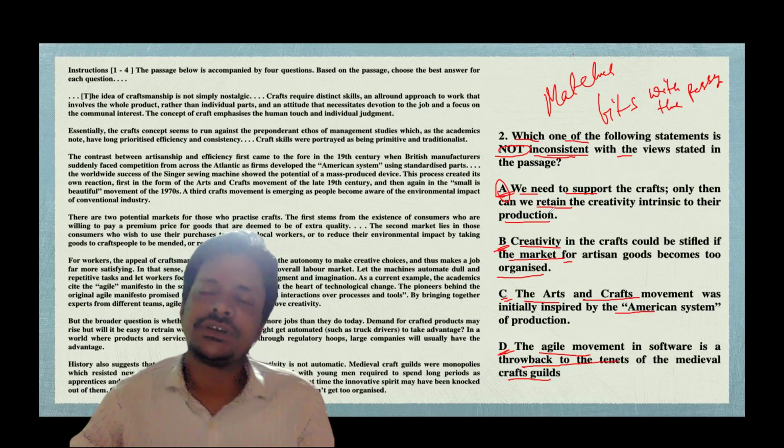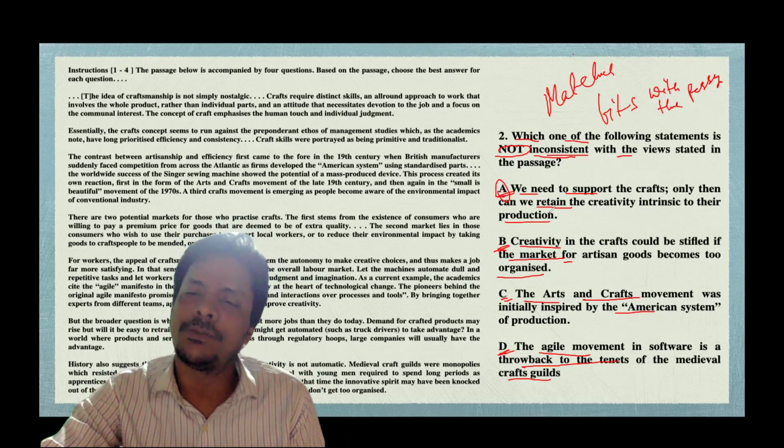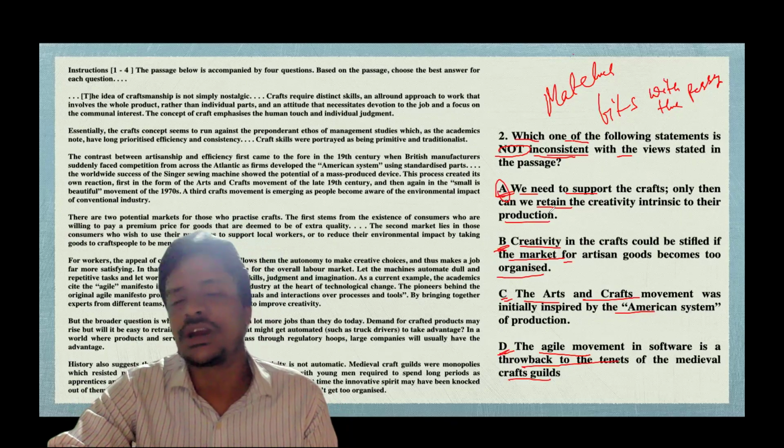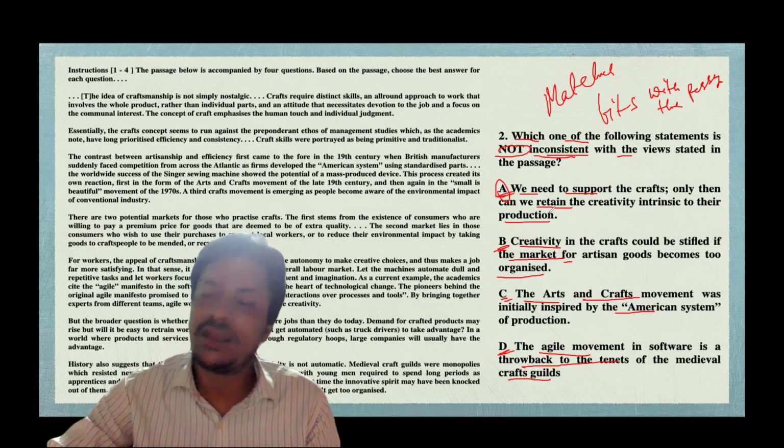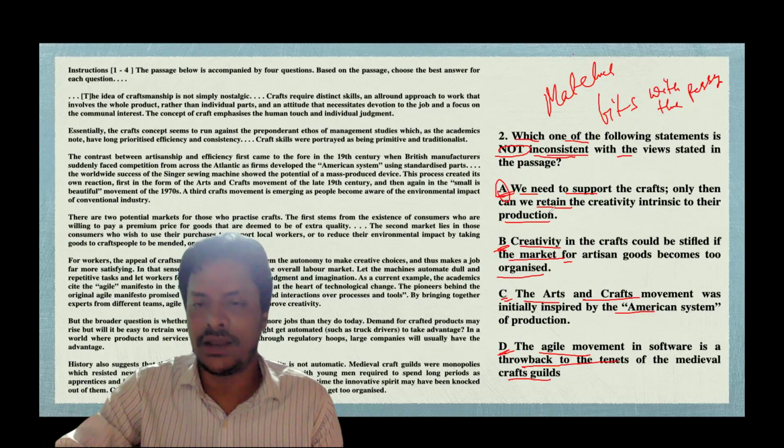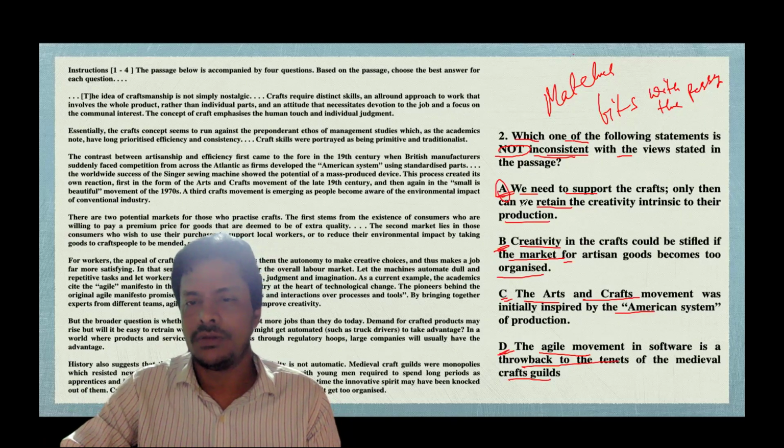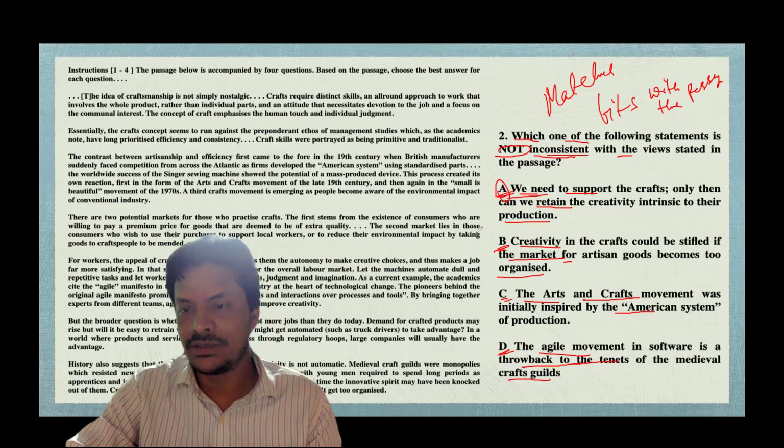The first one, which is just stated about, we need to support the crafts. Only then can we keep the creativity intrinsic to their production, right? This could be not supported by the passage. Why? Now, because the passage clearly says history also suggests that the link between crafts and creativity is not automatic, isn't it?